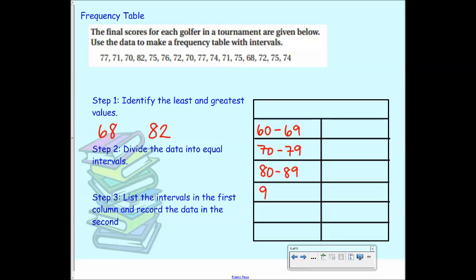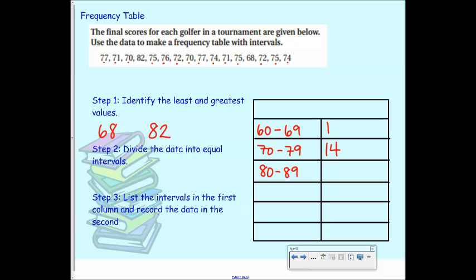Now, for a frequency table, you don't need to actually list the data. You just need to tell me how many people are in that section, okay? So how many people scored from 60 to 69? 1. All right. How many people scored from 70 to 79? Let's count. 1, 2, 3, 4, 5, 6, 7, 8, 9, 10, 11, 12, 13, 14. So 14 people scored in the 70s, and then how many people scored in the 80s? 1. All right. So this frequency table is done.